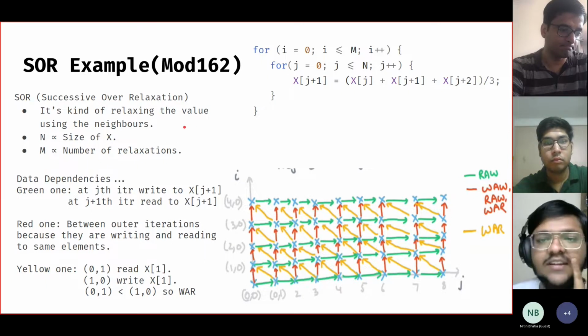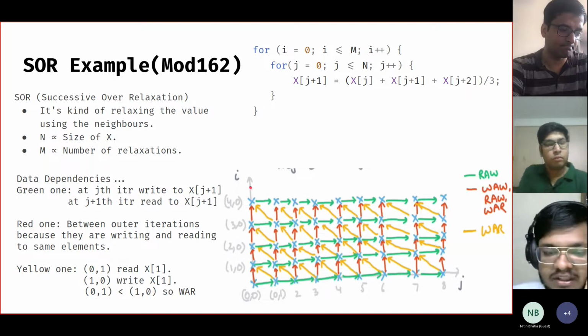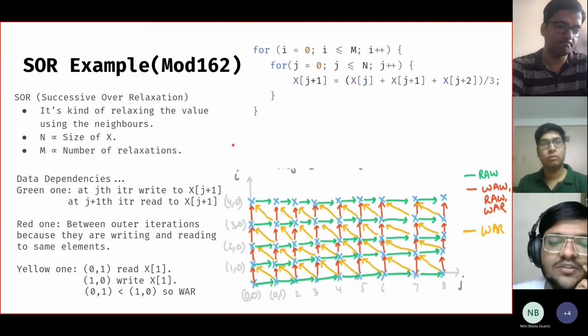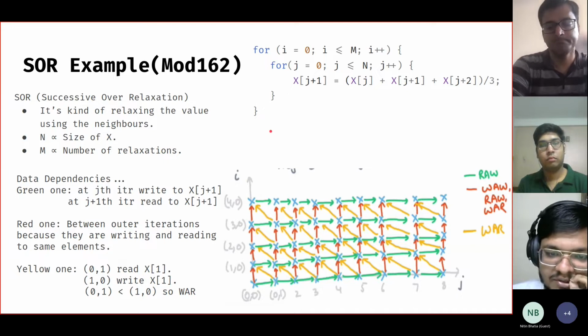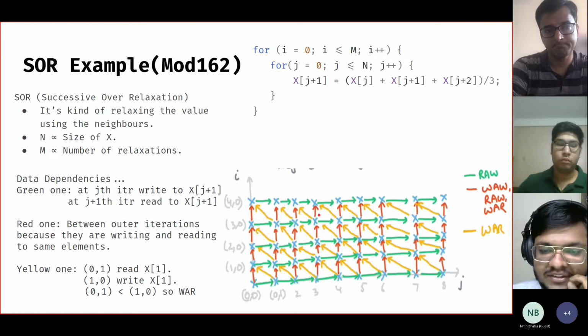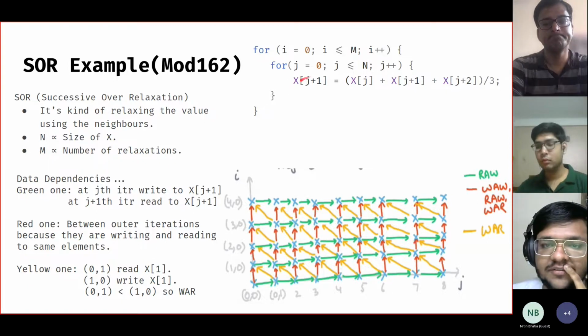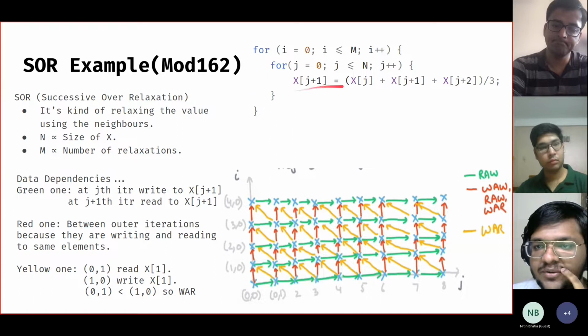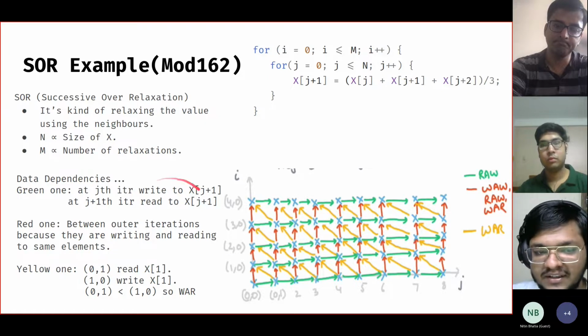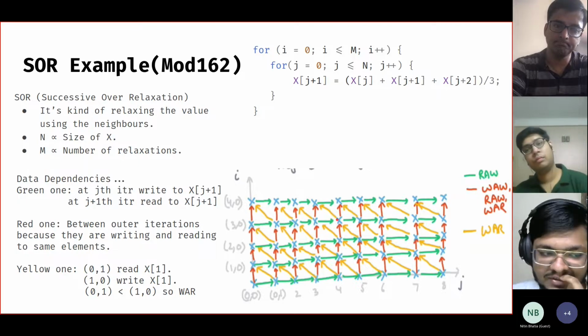Before moving forward, let's talk about dependencies here. These arrows in this graph are all the dependencies. Let's talk about the green ones first. If you take any particular jth iteration, you can see that we are going to write to xj plus 1. But in the j plus 1th iteration, we are going to read xj plus 1. So we get a read after write dependency, and that gives us this green edge.